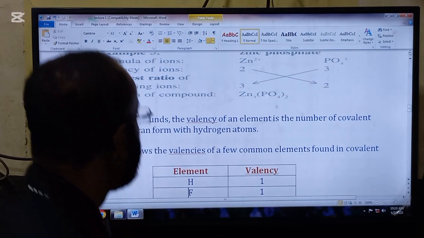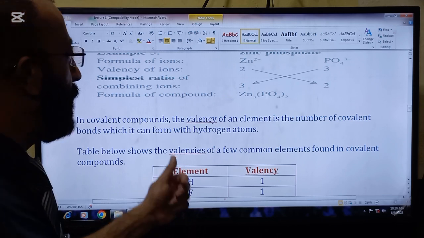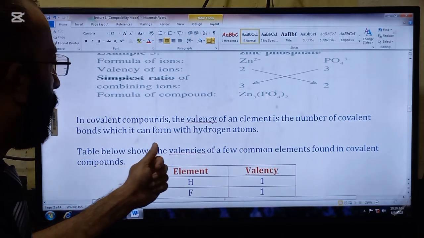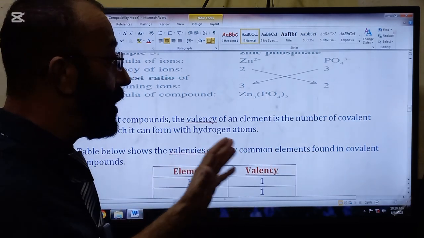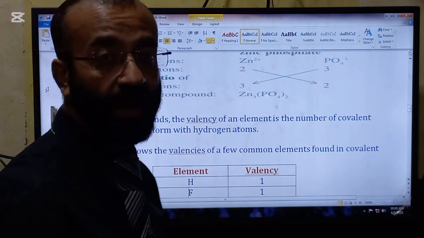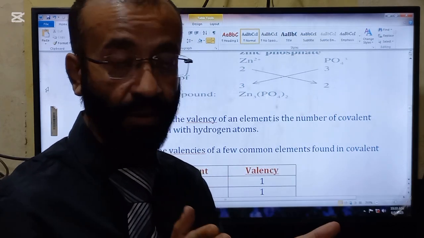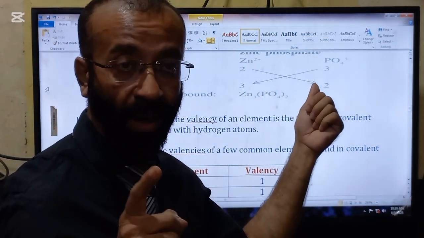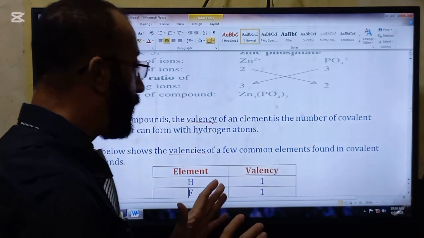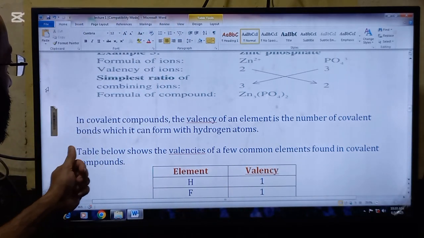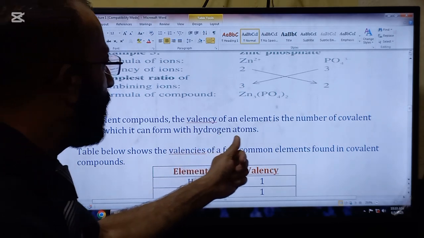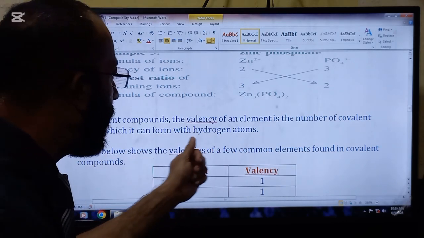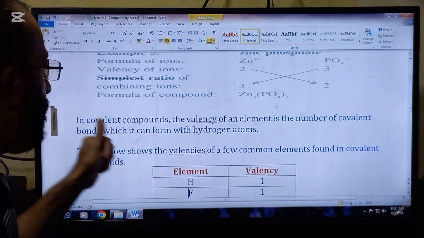In covalent compounds, the valency of an element is the number of the covalent bonds which it can form with hydrogen atoms. So now we are going to read the method of writing the formula of the covalent compounds. First, we have read the method of writing the formula of the ionic compounds. So now this is covalent compound portion. In covalent compounds, the valency of an element is the number of the covalent bonds which it can form with hydrogen atoms. So this is the main point.